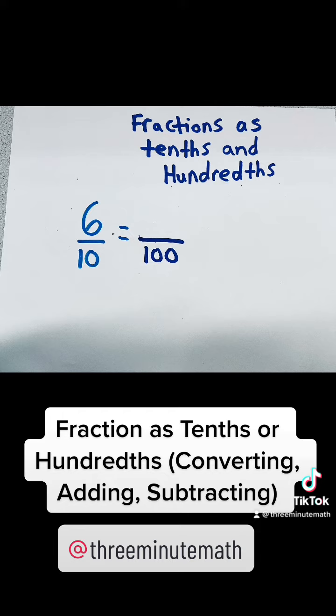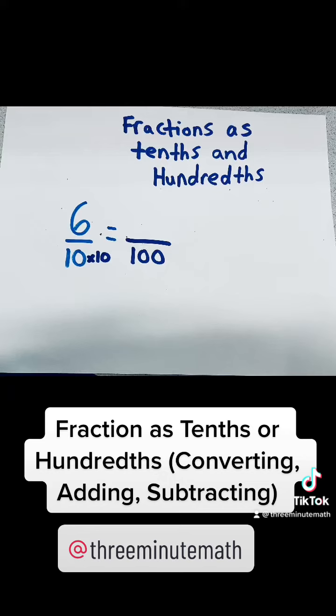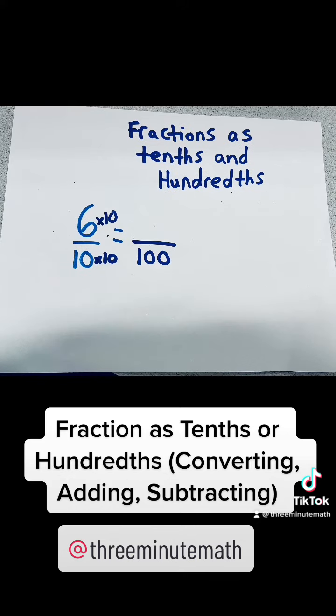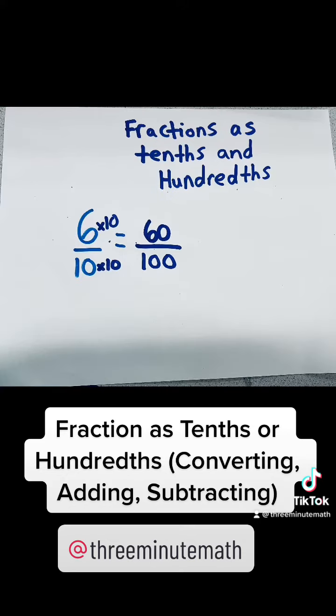But if we change the denominator, the bottom number, we must also change the numerator. So in order to make our denominator 100, we had to multiply 10 by 10. We will do the same thing with our numerator and do 6 times 10. And we'll end up with 60 over 100 or 60 hundredths.